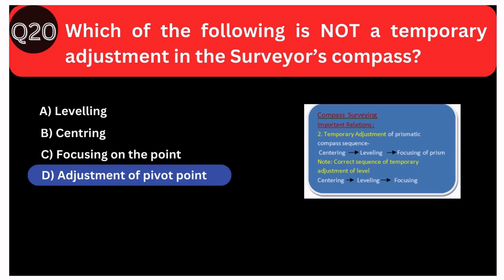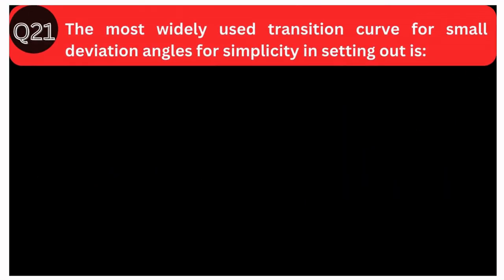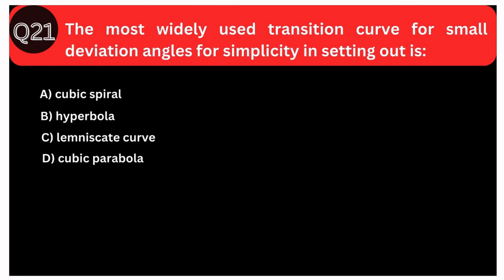Answer D. Adjustment of pivot point. The most widely used transition curve for small deviation angles for simplicity in setting out is? Option A. Cubic spiral. B. Hyperbola. C. Lemniscate curve. D. Cubic parabola. Answer D. Cubic parabola.